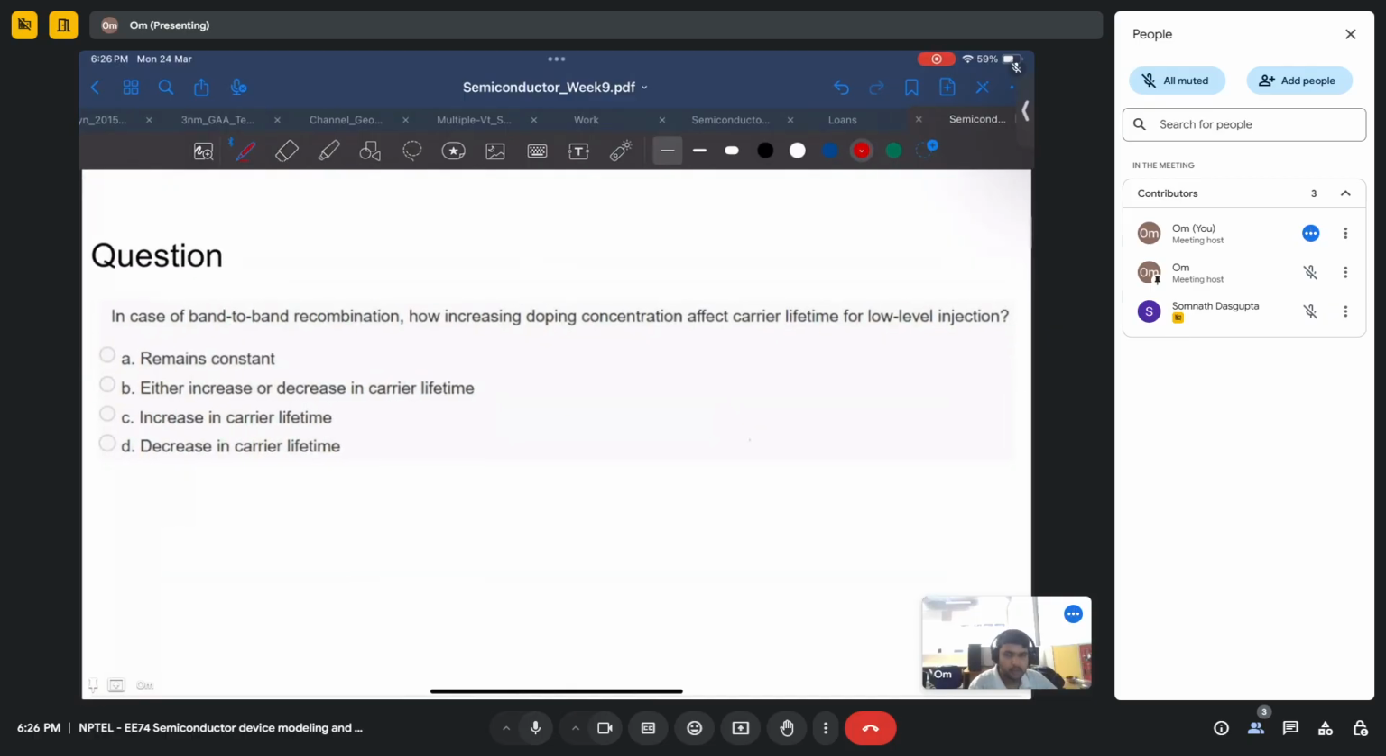The first question is, in case of band-to-band recombination, how does increasing doping concentration affect the carrier lifetime for low-level injection? It's D, decrease the carrier lifetime.